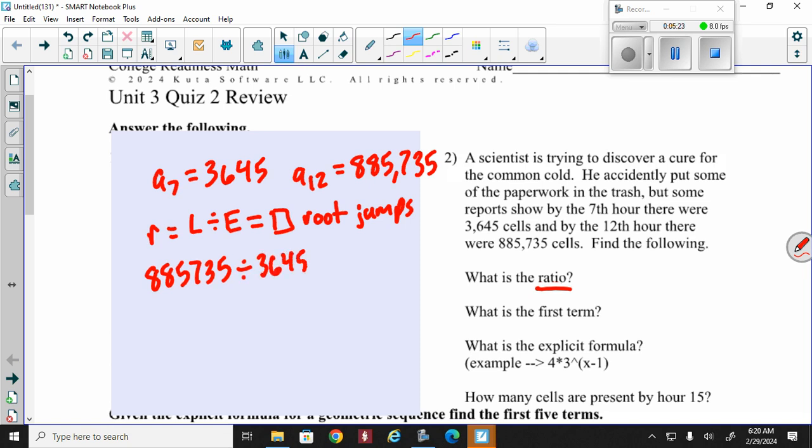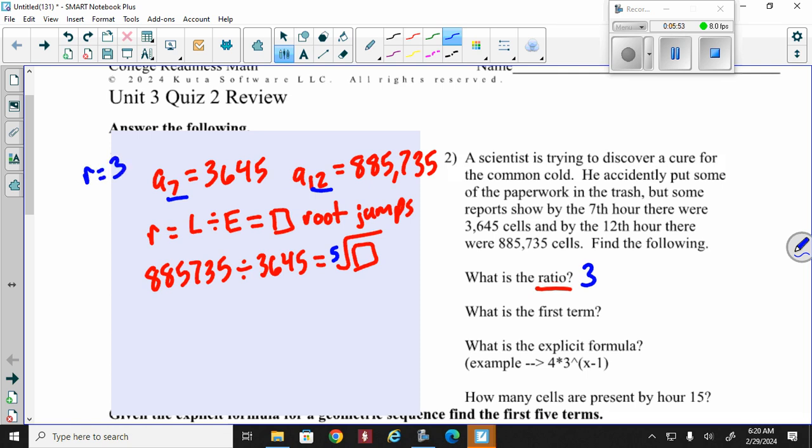3645. And whatever answer I get, I'm going to take the fifth root from it, because again, that's 7, that's 12, a difference of 5. So 885,735 divided by 3645. I bet you it's probably going to be 3. And it is. So my ratio ended up being 3. All right, so I'm just going to write R is equal to 3.